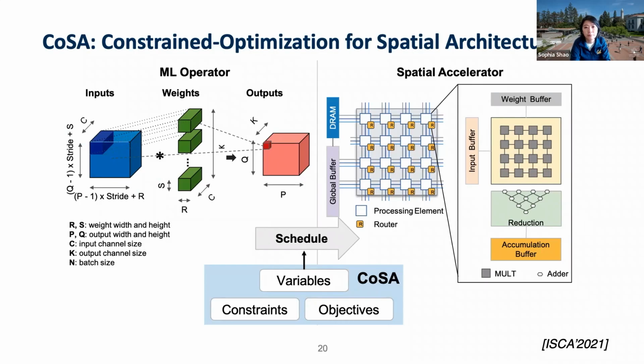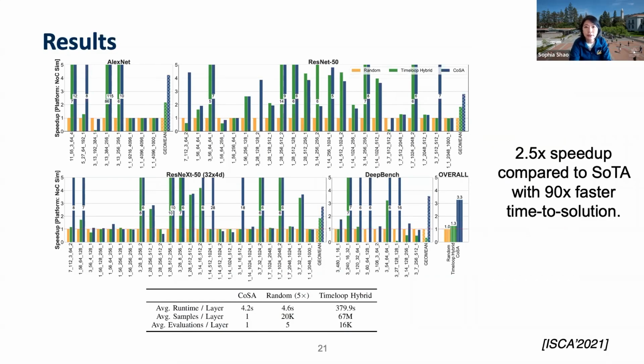Motivated by that, we developed COSA, a constraint optimization based scheduler for spatial architectures. COSA takes a machine learning operator and the hardware description of a spatial architecture, and it quickly generates a valid and performant schedule in one pass without expensive iterative search. Again, due to time limit, I will not go into the details of COSA. Our paper published in ISCA 2021 has more details. If we compare the COSA generated schedule with the state of the art, we get more than 2x performance improvement, and very importantly, almost 2 orders of magnitude faster time to solution, because we don't need to do iterative search. We can find the design deterministically in one shot.